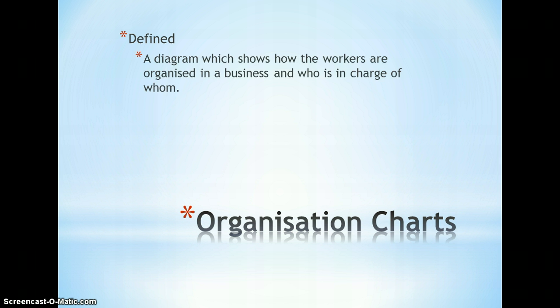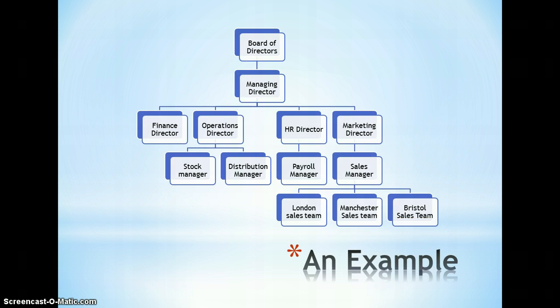So, definition then. A diagram which shows how the workers are organised in a business and who is in charge of whom. It's that simple, really. It's just an illustration of how everyone's related in the business. And if you think of it like a family tree, it's going to put people who work together with a boss over them. Okay? Now, this is an example of an organisation chart.